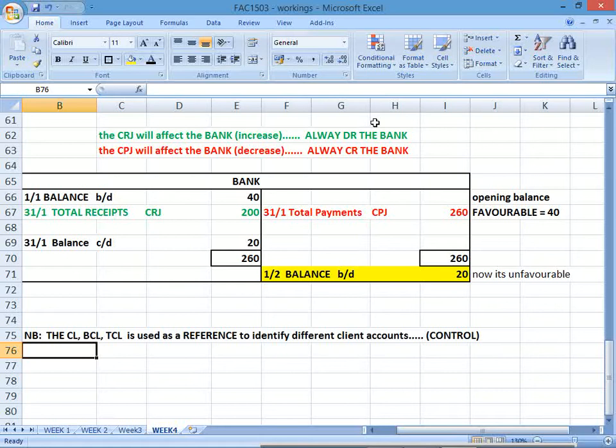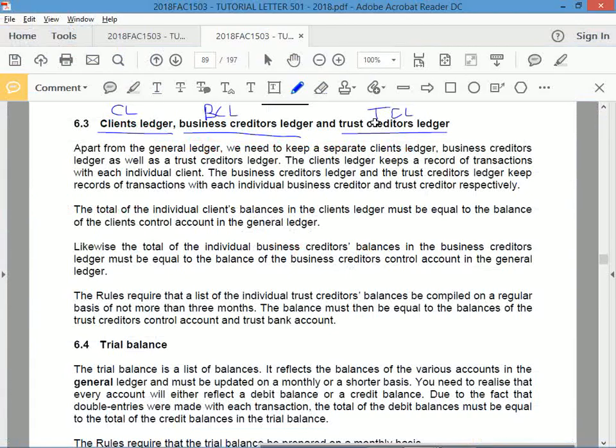Okay, so when I talk about a general ledger, what am I referring to? I'm referring to all the T accounts. Okay, all the T accounts. Right, but now I'm not referring to a general ledger. I'm referring to a trust creditors ledger, or a client's ledger, or a trust creditors ledger. Alright, so do you agree these ledgers are more specific? What do you think we're going to see in a client's ledger? All the clients. What are we going to see in a business creditors ledger? All the business's creditors. What am I going to see in the trust creditors ledger? All the trust creditors. Okay, so it's just a grouping of the same T accounts.